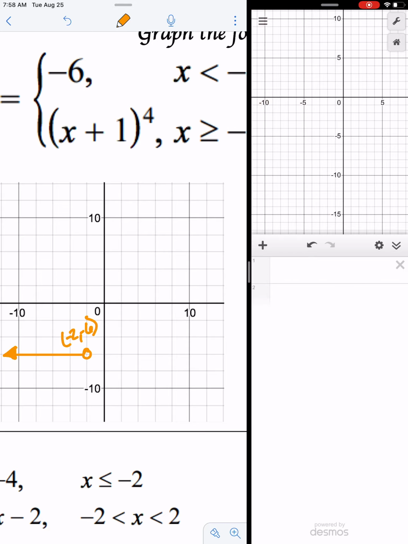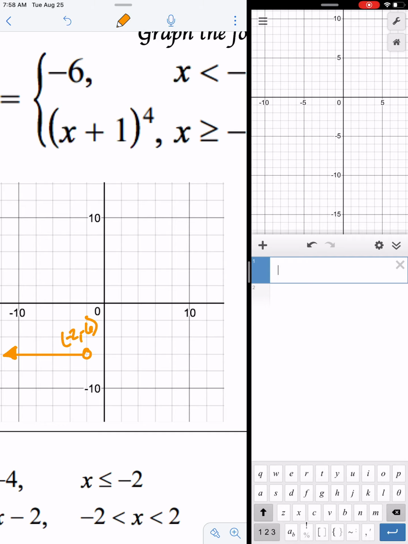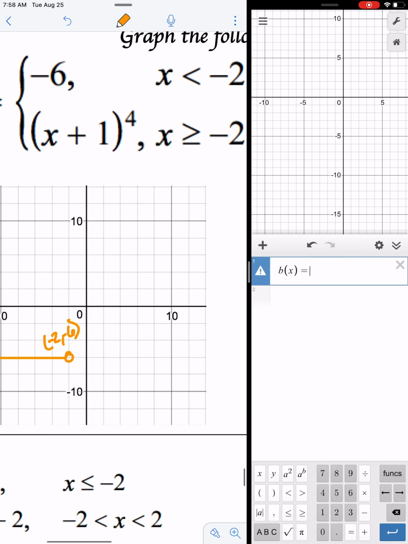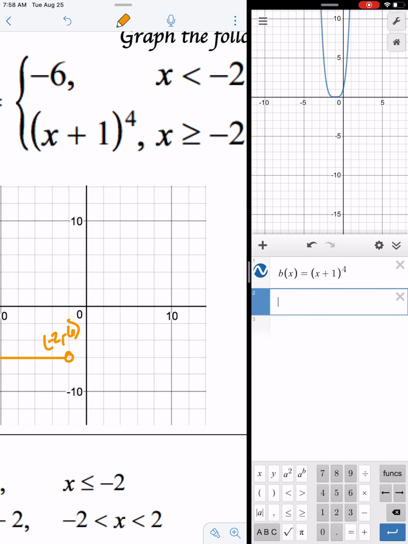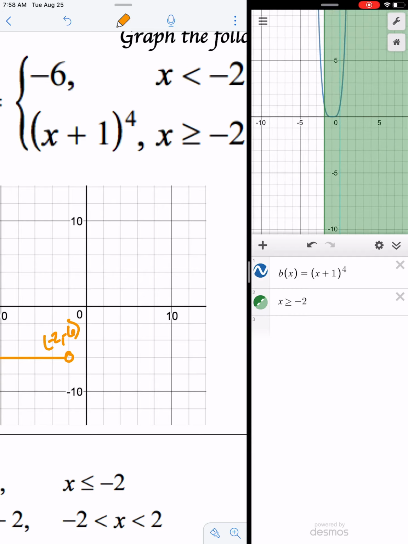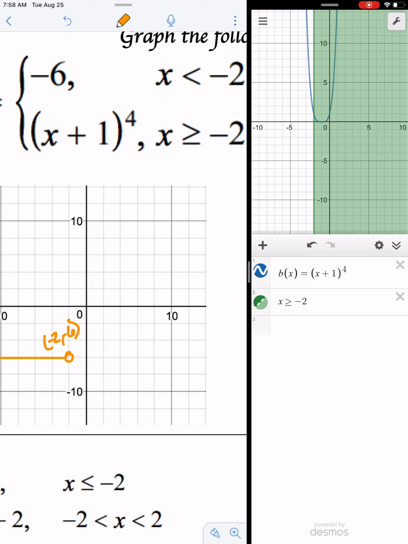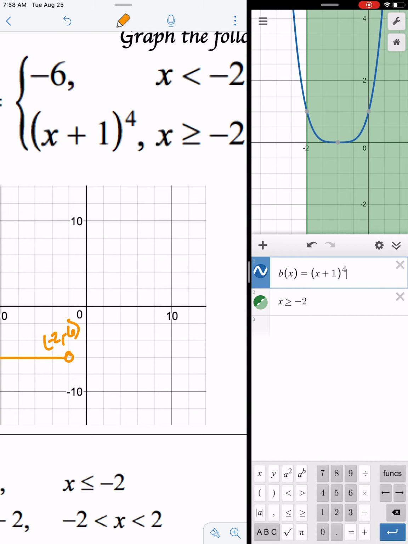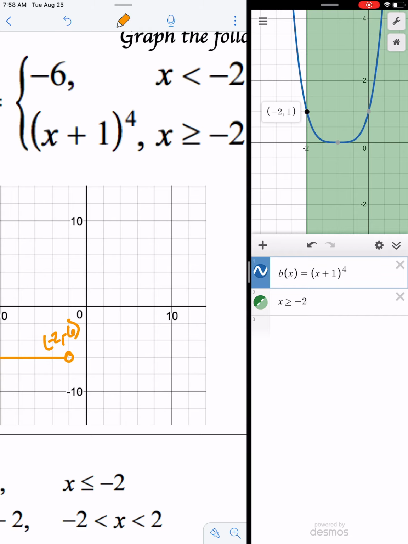Now I need b of x. So I close these off, and I'll type in my new piece. If you don't give your function a name right here, it's possible to run into trouble, so be cautious of that. x plus 1 raised to the 4th power. My domain restriction, x greater than or equal to -2. Again, find the point where these intersect. So that's -2, 1.